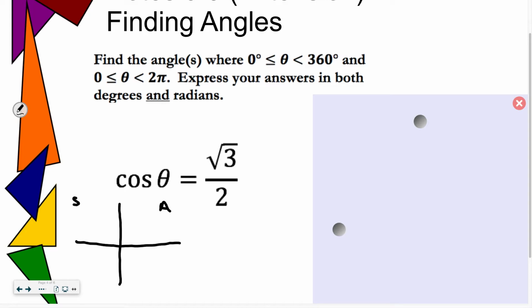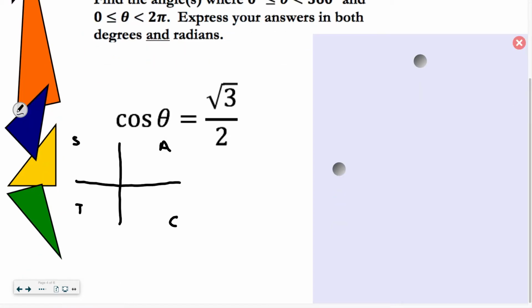All students take calculus. Cosine can only be positive in quadrants 4 and 1, so it's not happening here and it's not happening here. And then I need it to be square root 3 over 2. So this is my x over r.